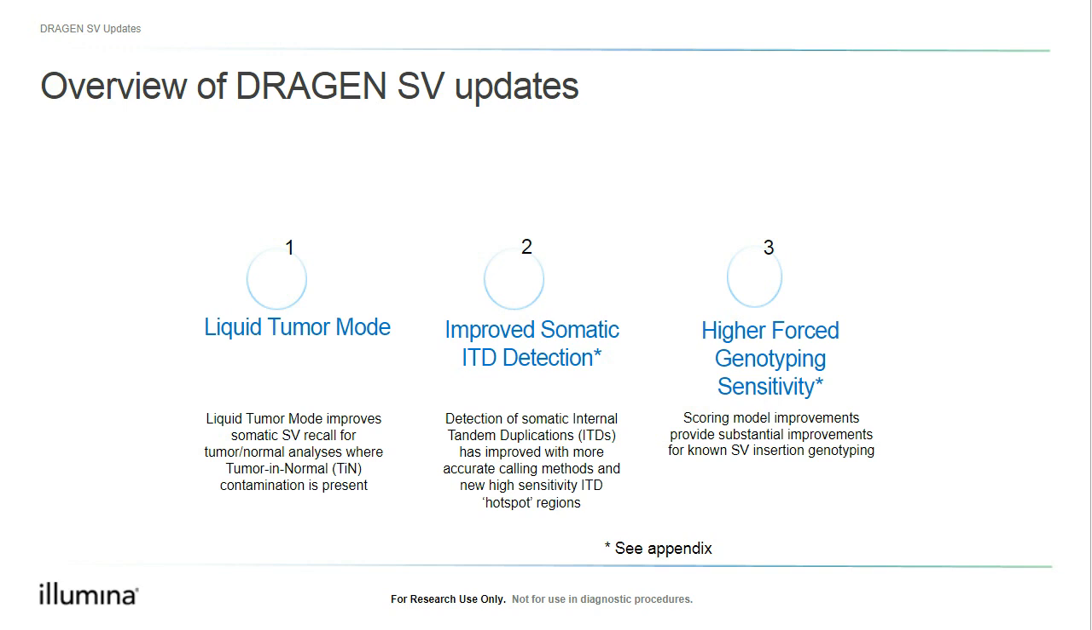If you remember, in 3.8 we introduced improvement in the FLT3 ITD detection, and now there is an improvement on that. And also there is an improvement if you use the forced genotyping option in the SV caller.